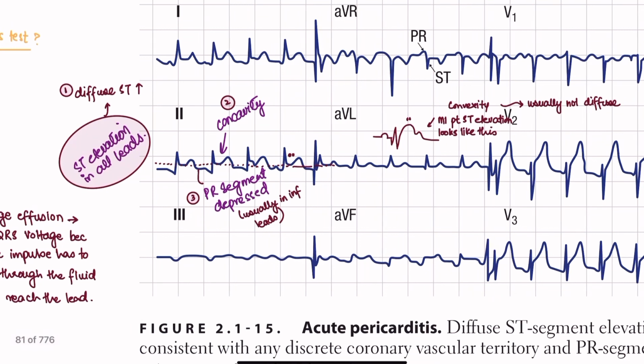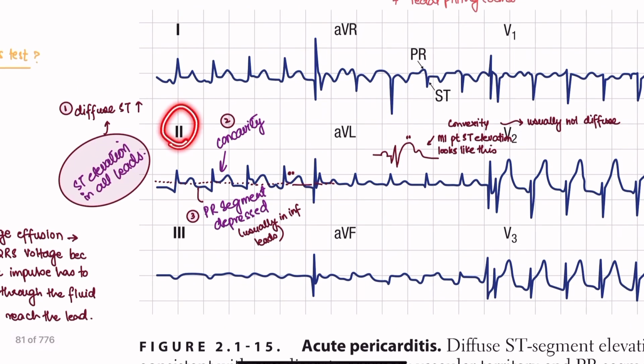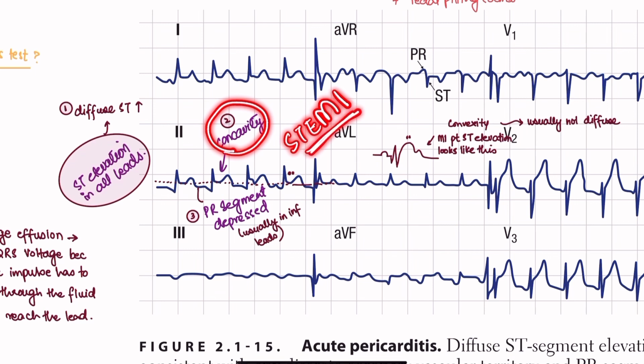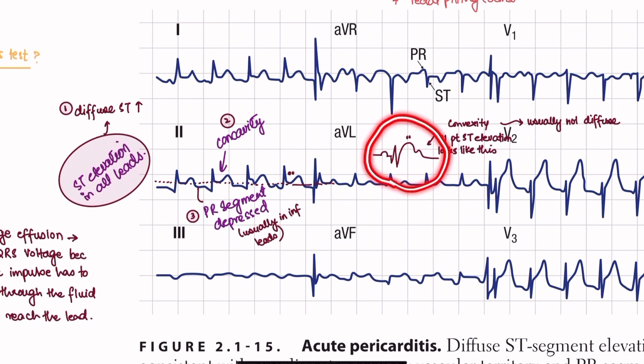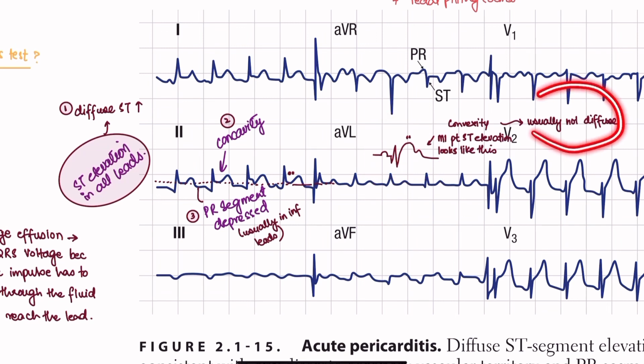So let's suppose this is the ECG and we're looking at lead 2 and we want to see the ST segment elevation. Diffuse ST segment elevation means that you will find the ST segment elevation in almost all leads. The way you can differentiate it from the ST segment elevation of MI is by looking at this, and you will see that there is a concavity. And if you look at the ST segment elevation MI, you will find that there is elevation, but there is a convexity. And another thing is that it will not usually be diffuse, it will be present in few leads.